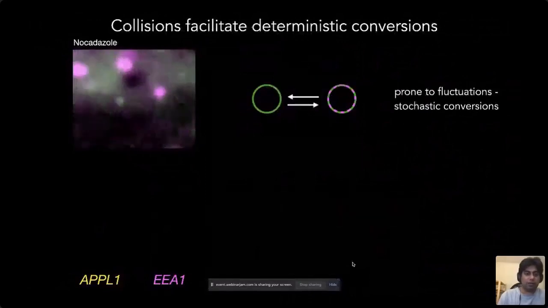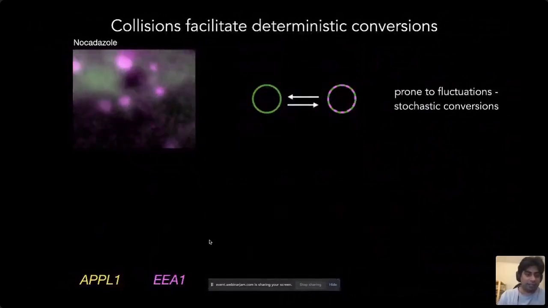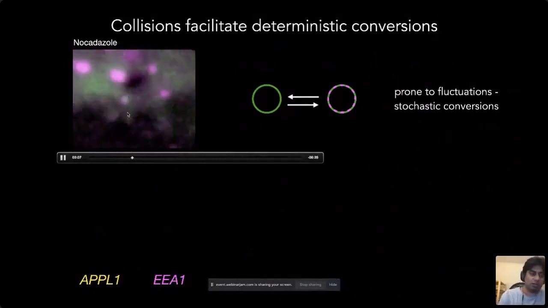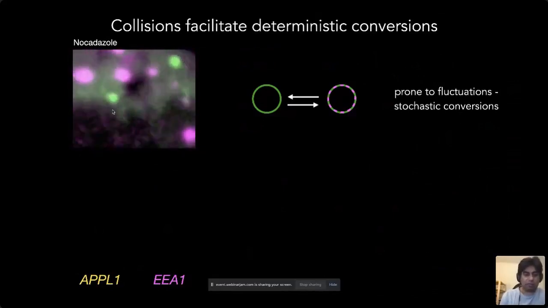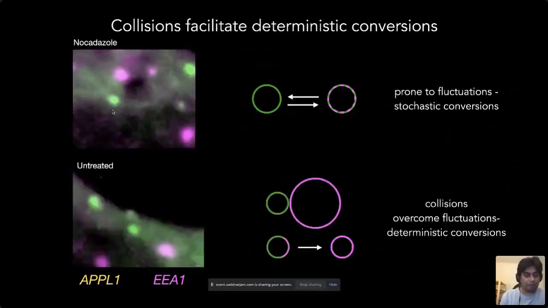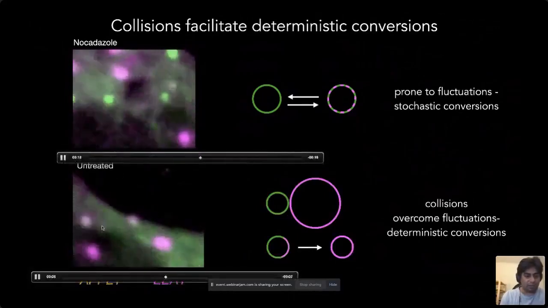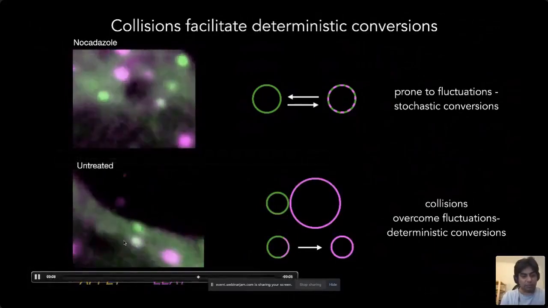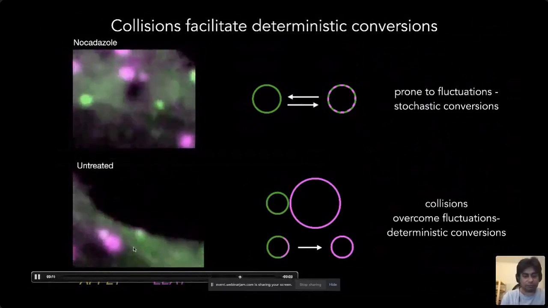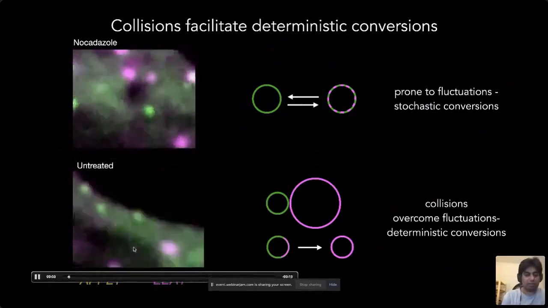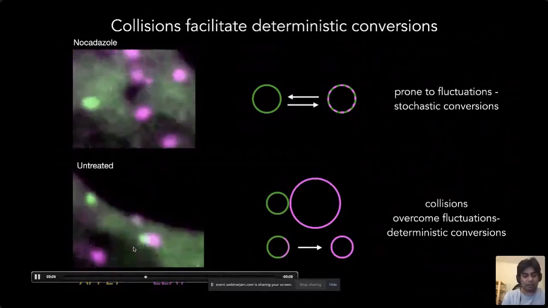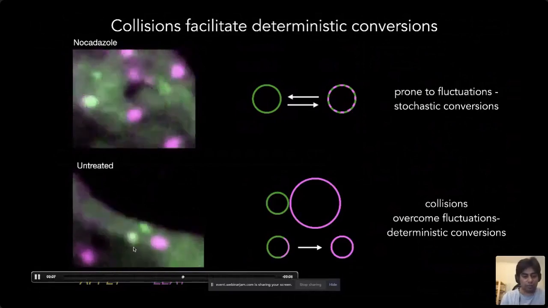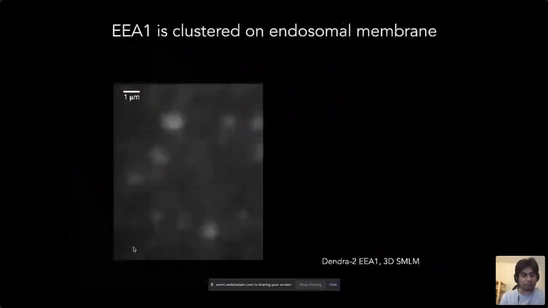And so if you look closely at the nocodazole treated cells, you can see that the endosomes do convert, but they don't completely commit to conversion. They go back and forth a lot, right? Whereas if you look at endosomes that have no motor protein inhibited, you can see that as soon as they collide, they start converting and fusing with the parent endosome. Right? This tells us a couple of things. There's something about the collision and fusion that is making sure that the conversions go forward and complete the reaction.